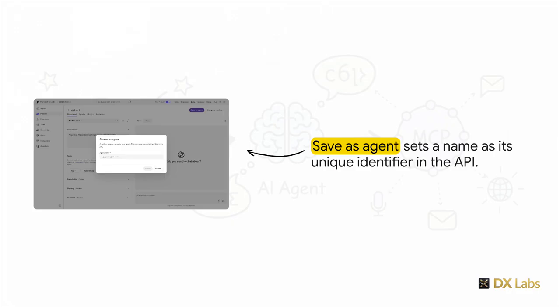For the AI 901 exam, you absolutely have to remember this workflow. You must also remember that the name you provide here actually serves as its unique identifier in the API. Okay, so once the agent is saved, we can finally equip it with our tools.